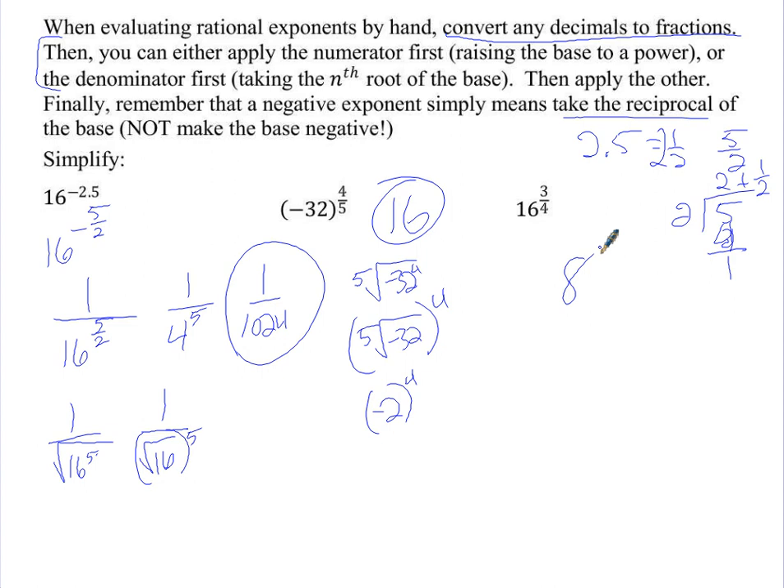Can you write that out? Yes. I have the choice of either the 4th root of 16 to the 3rd, which means I have to find 16 to the 3rd first and then take the 4th root of that. Or I can go the 4th root of 16 first and then raise that to the 3rd power. The 4th root of 16 I know. 2 times itself 4 times gives me 16. So the 4th root of 16 is 2. And then 2 to the 3rd is 8. So therefore 8's my answer.